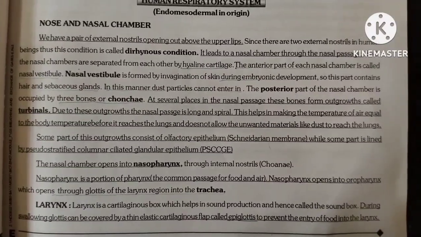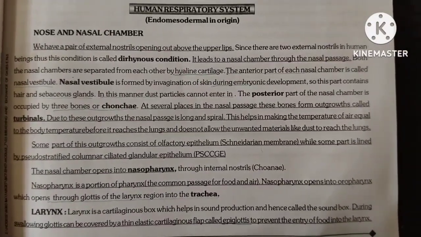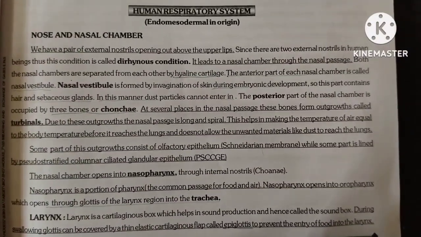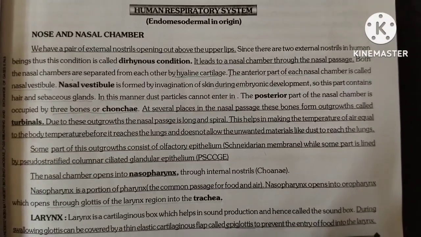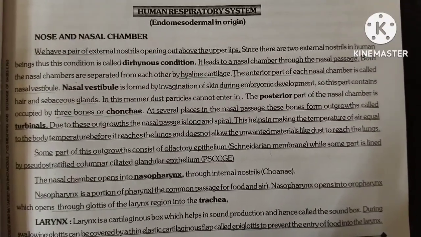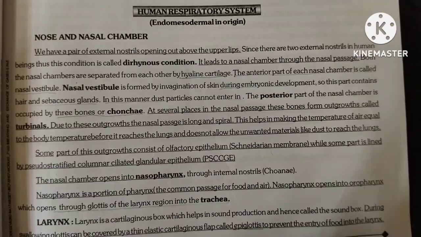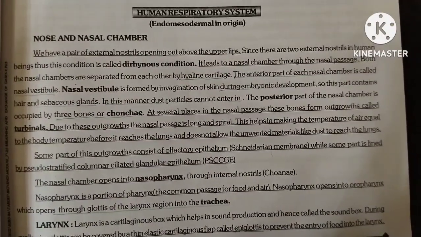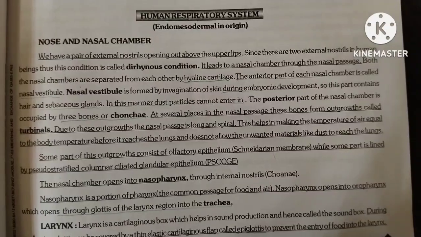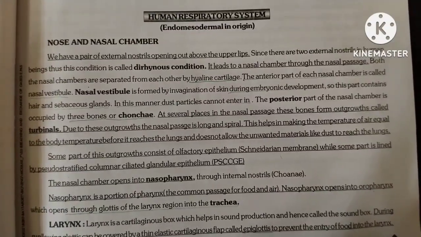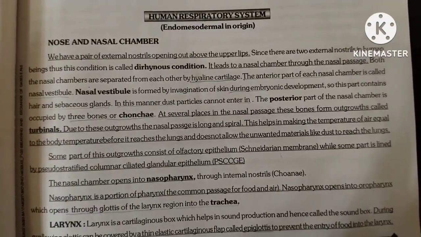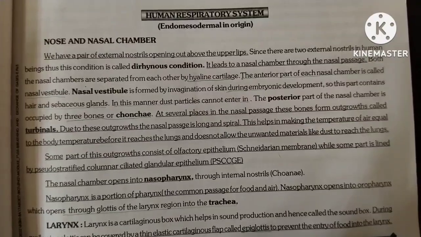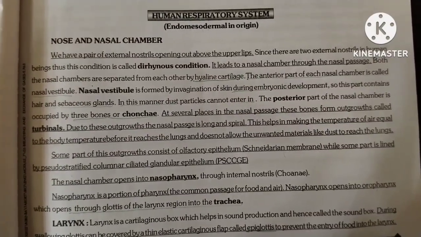Human respiratory system, endo-mesodermal in origin. Nose and nasal chamber. We have a pair of external nostrils opening out above the upper lip. Since there are two external nostrils in human beings, this condition is called diurnal condition. It leads to a nasal chamber through the nasal passage.